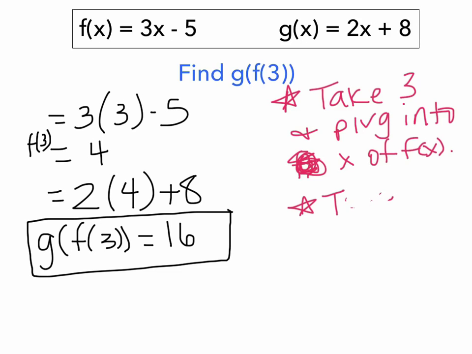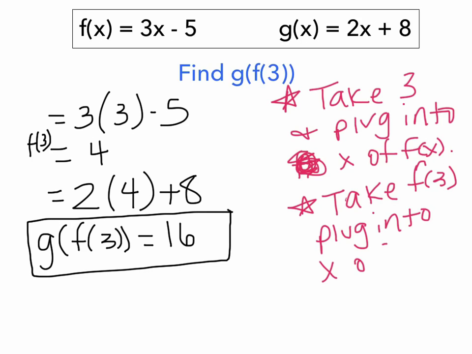Sorry, this is really messy. Let me fix that. So we took the f of 3 that we found, and then we plugged it into the x of the g of x. Okay, so working from the inside out. 3 goes into the f function, and then whatever that is goes into the g function.